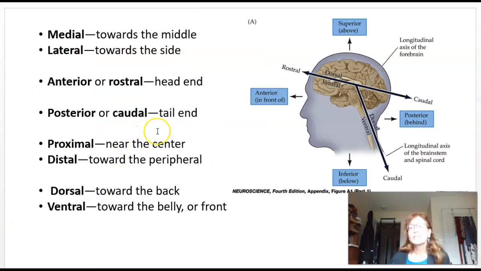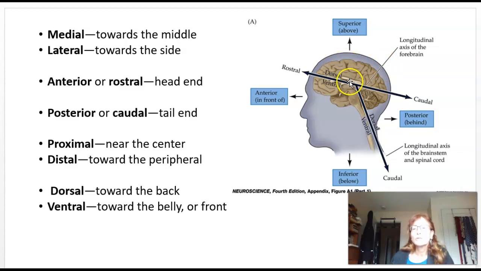One more time, but this time we're going to add in those terms that we used for orientation. So things like medial and lateral, things like anterior, which is this side, or rostral, which is toward the nose, posterior or caudal, toward the tail. Proximal is near the center, where distal would be something away from the center. And then dorsal is going to be toward the back. In a human being, that's kind of hard to see.